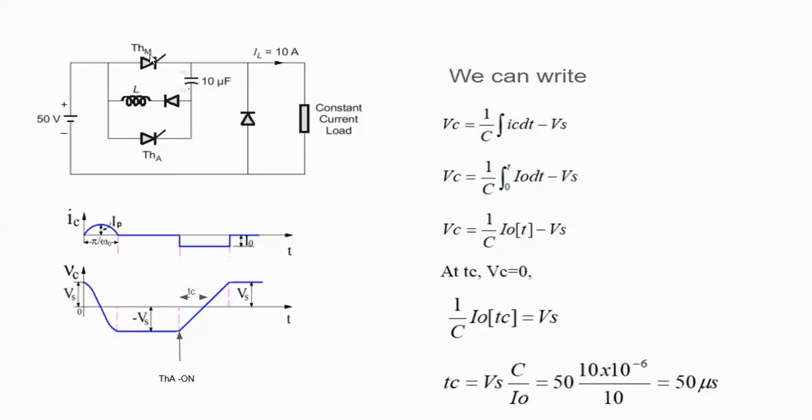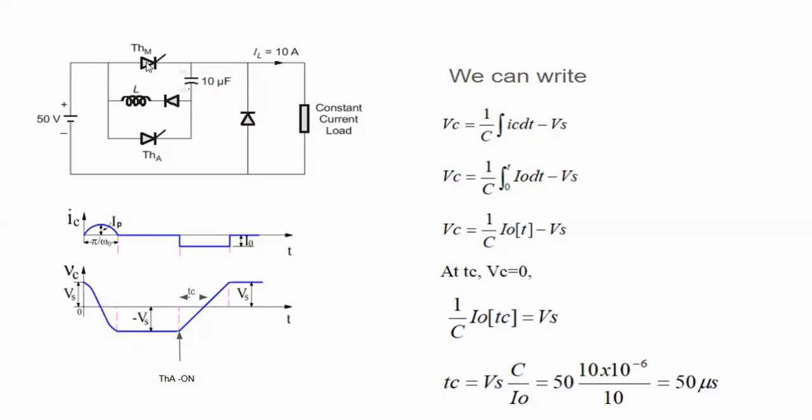Initially, the thyristor THM will carry the load current plus the capacitor current. Now THM will carry only the load current. After the capacitor is charged towards minus Vs, you will have the circuit as such without any change. Now the capacitor voltage is ready to reverse bias this thyristor THM.